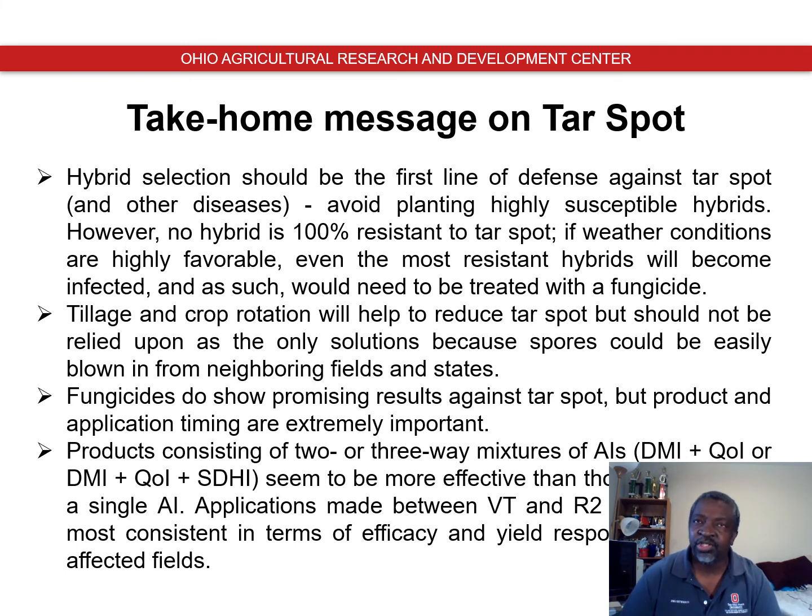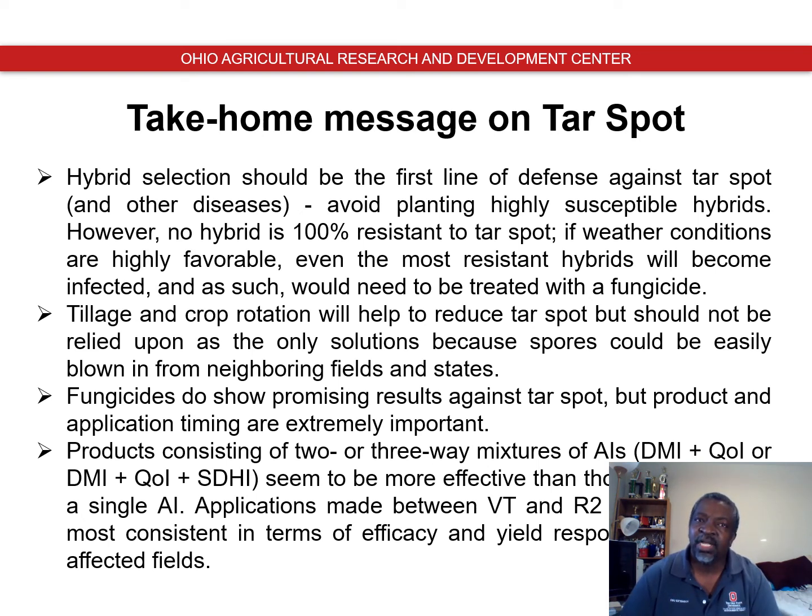Tillage and crop rotation also helps to reduce tar spot, but again, tillage and crop rotation alone are not going to solve the problem because spores can be blown in from neighboring fields, from neighboring states. So you still want to plan to apply a fungicide, even if you plant corn after beans or you plant corn in fields without crop residue, you may still have tar spot. You want to scout fields again and look for when disease develops and make your fungicide application decision.